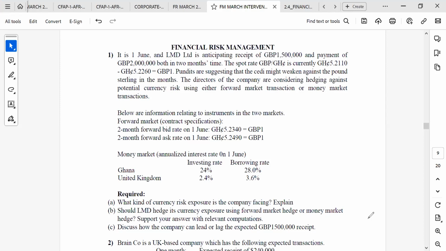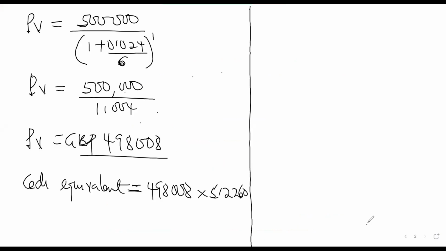So 5.2260. What are we having? So we're having 2,602,589.8. Okay, so this is the cedi that a bank will be expecting to receive from you.